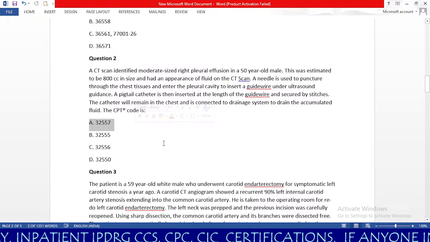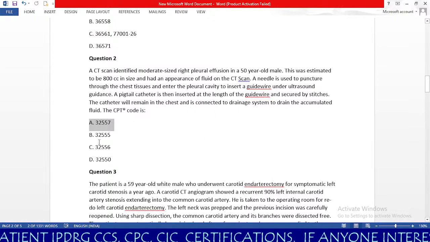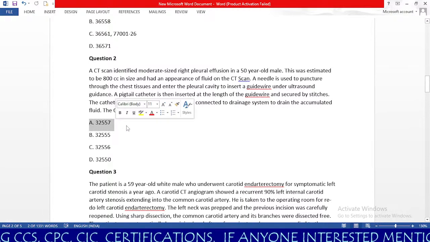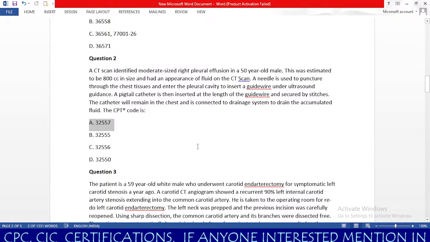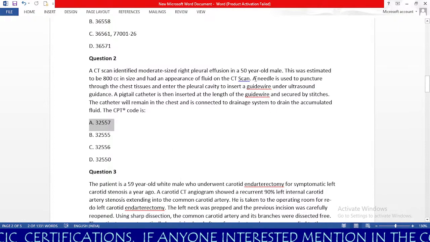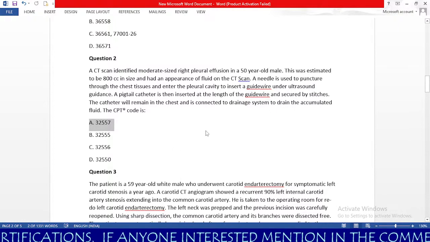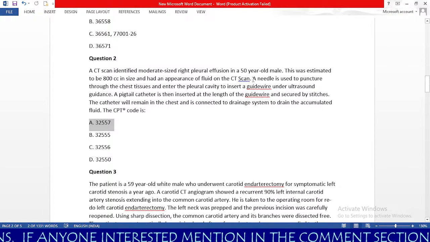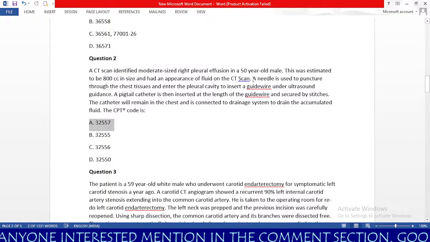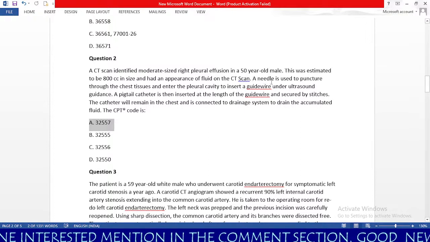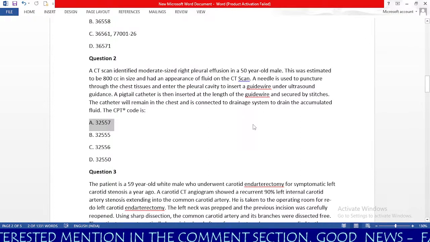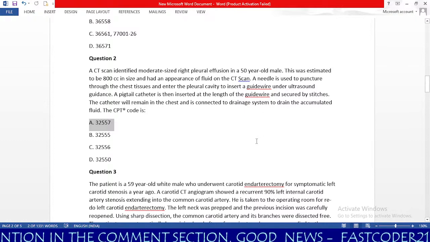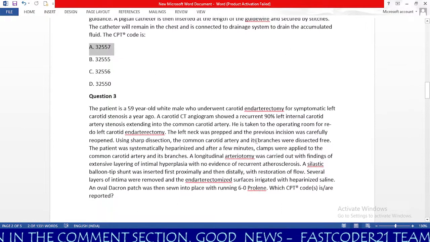So all of you understand, you need to check the documentation. 32555 is for open procedure, 32557 is for percutaneous procedure. So here the physician has performed a percutaneous procedure, we need to code 32557. If the physician creates an incision, or mentions that I have created one incision and kept a needle like that, we can code open procedure. But it is not an open procedure, it is a percutaneous procedure. Okay guys, we will go ahead with the third question.